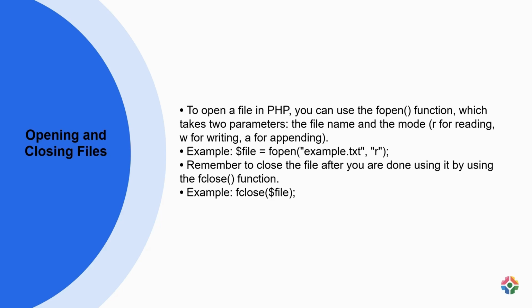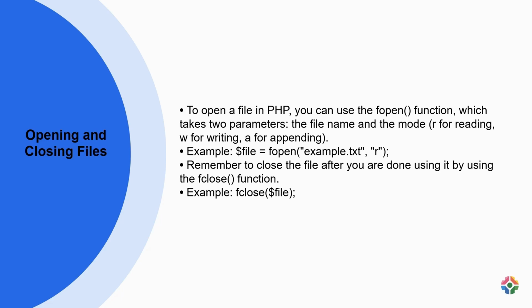It is essential to remember to close the file after you have finished using it. This can be done by employing the fclose function, which takes the file handle, in this case $file, as its parameter. For example, you can close the file example.txt by using fclose($file). By following this simple process of opening and closing files in PHP, you can effectively manage file operations within your applications or scripts.